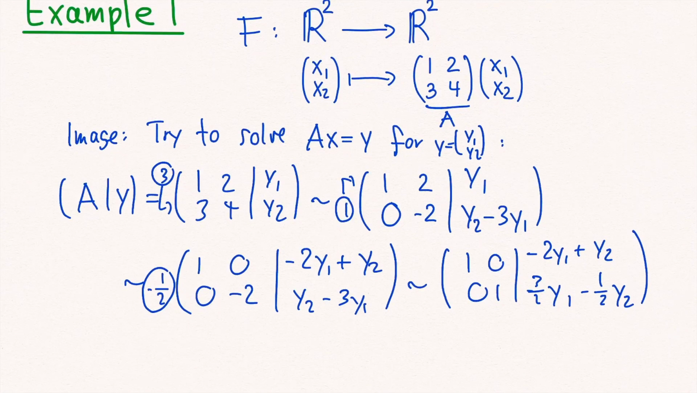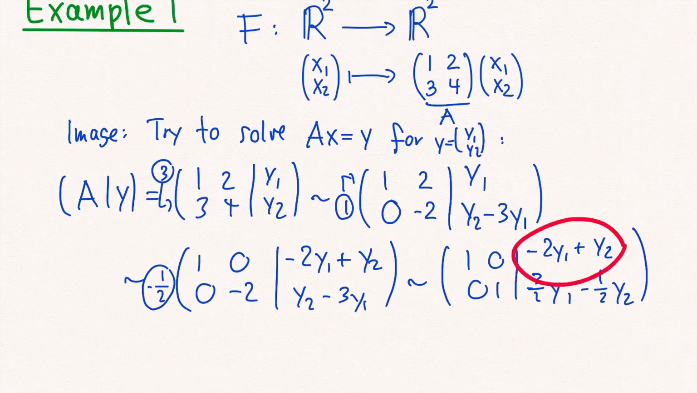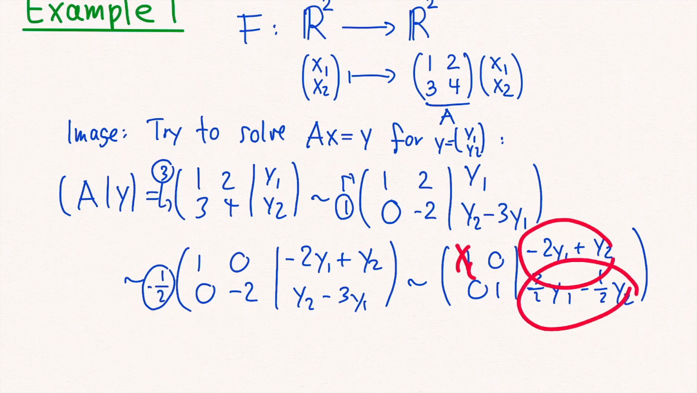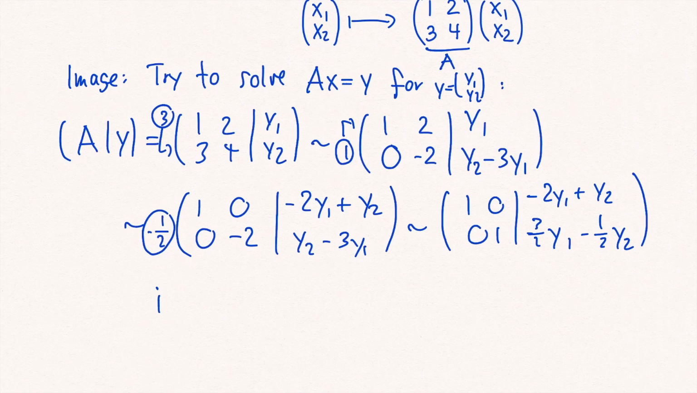And what do we see now? Well, we don't have any row here which is completely 0. So this means that we can solve this for any y. And we can also see that we have exactly one unique solution, because no matter what y1 and y2 are, I get the solution, and the solution is uniquely determined by x1 equals this and x2 equals this. So in this case, the image of this linear map is everything. This is R2, and therefore f is surjective.